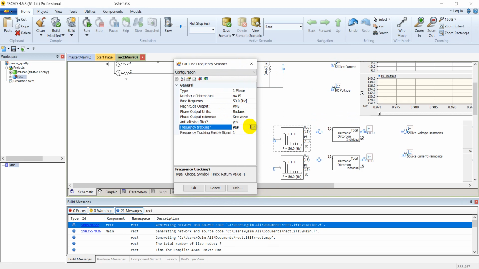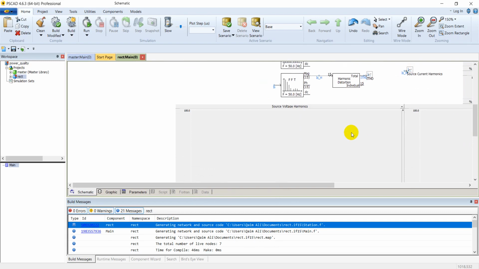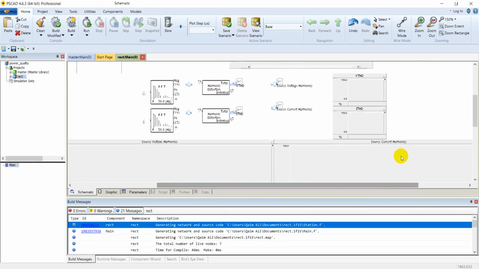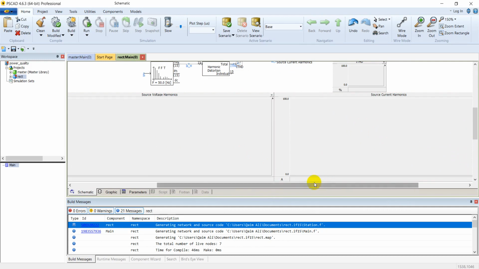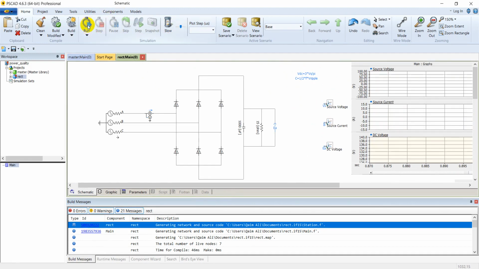Let's enable this frequency tracking. Keep it disabled. And in this total harmonic distortion block, the number of harmonics we have set is 15 here. So we will also need to set 15 here, so that it calculates total harmonic distortion using all these 15 harmonics, and it will output a percentage total harmonic distortion. We have connected polymeter graphs for THD and FFT measurements. These are placed here, and we will see them in the simulation. They are plots. And so let's run the simulation.